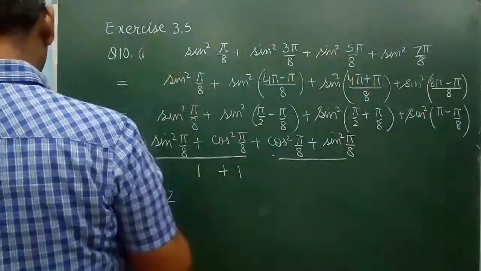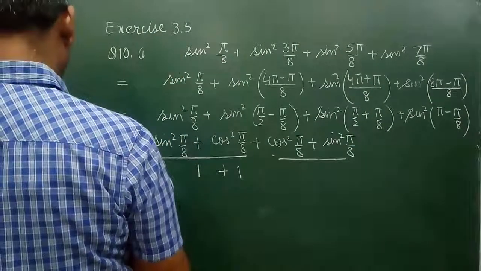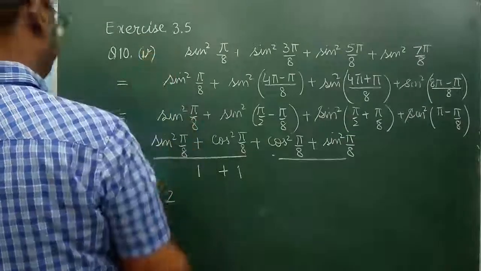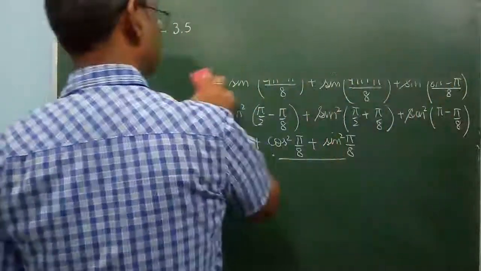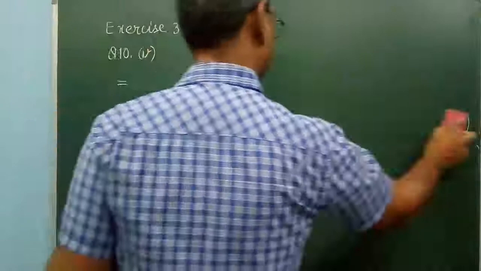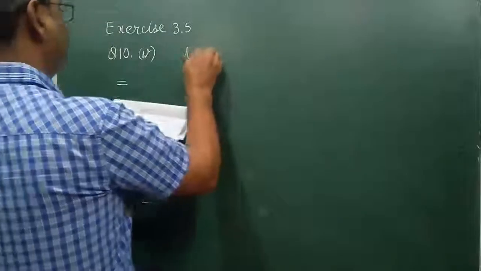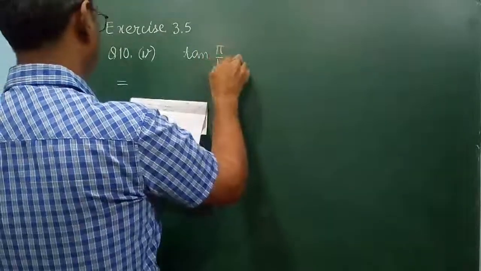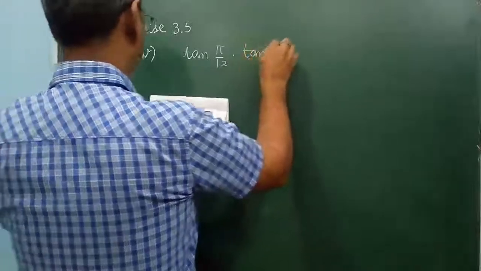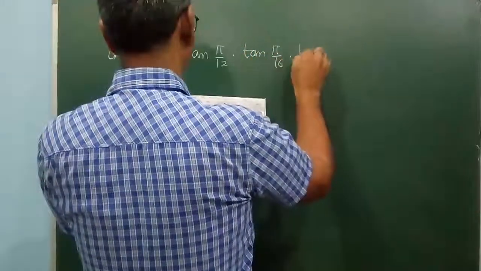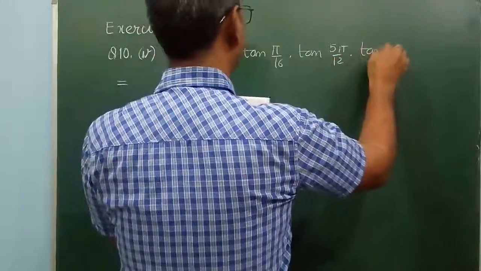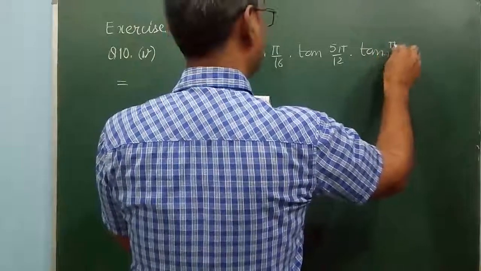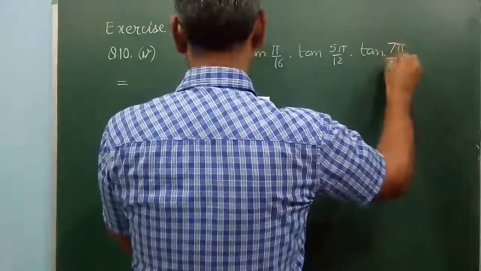Next question, fifth question. This is tan pi by 12 into tan pi by 16 into tan 5 pi by 12 into tan 7 pi by 16.